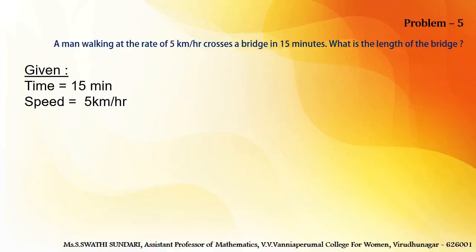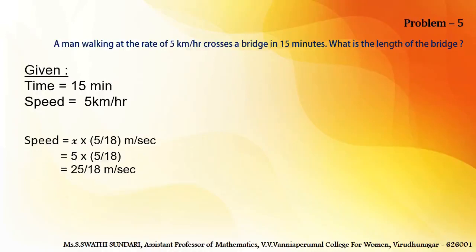Here, as usual, we're gonna write the given: time is 15 minutes and speed is 5 km per hour. Here the time unit and the speed unit are different, so we're gonna convert them into the same units. We convert the speed 5 km per hour into meter per second. So 5 km per hour is equal to 5 into 5 by 18. So we get 25 by 18 meter per second.